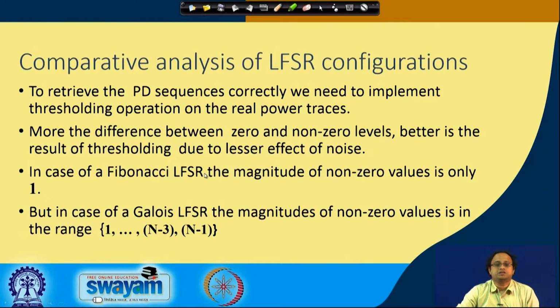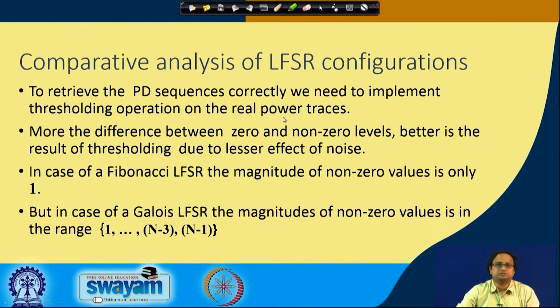So therefore, this forms the basis of our comparison between these two configurations. To retrieve the PD sequences correctly, we need to implement a thresholding operation on the real power traces, because in real power traces you have to have a proper threshold to tell that this is a zero difference and this is a non-zero difference.